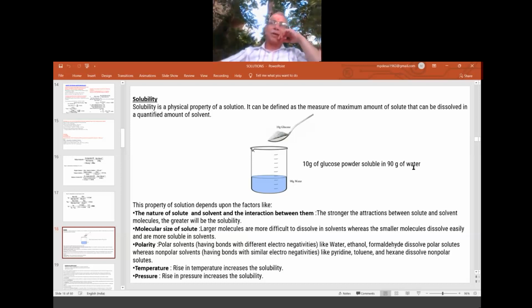Okay, so one example here: 10 gram of glucose powder soluble in 90 gram of water. So if you take 90 gram of water, how much glucose is soluble in that? It is 10 gram. If you want to calculate for 100, in 90 it is 10 gram, in 100 how much? Normal method, like that. Maybe a little more than 10 you will get, that is the percentage of solubility. Okay, right. And the solubility depends upon some factors.